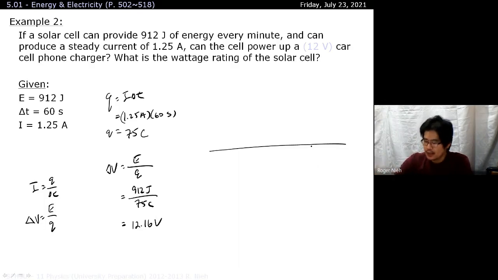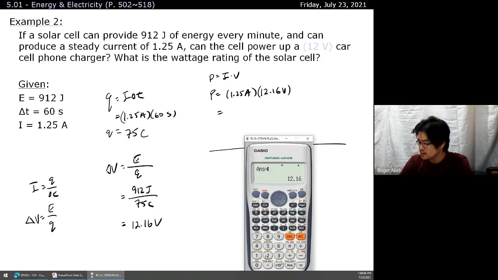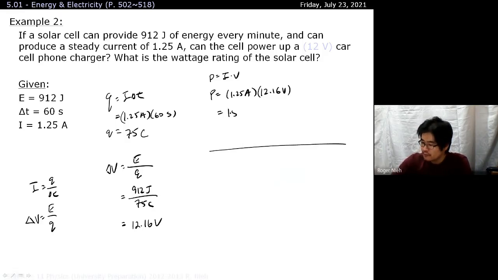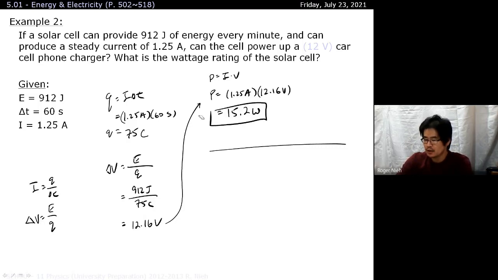There's plan A, which is just knowing that power is equal to current times voltage. So power is equal to 1.25 amperes, and we'll just recycle our 12.16 volts. 12.16 times 1.25 is 15.2 watts. That's one way of solving it. Of course, we're reusing a number, and if we made a mistake along the way, then we'll be in trouble. All I'm saying is that there are other ways of solving the same exact problem.